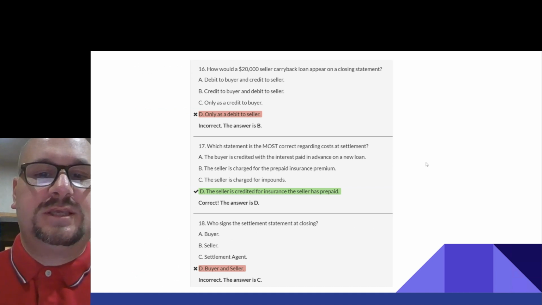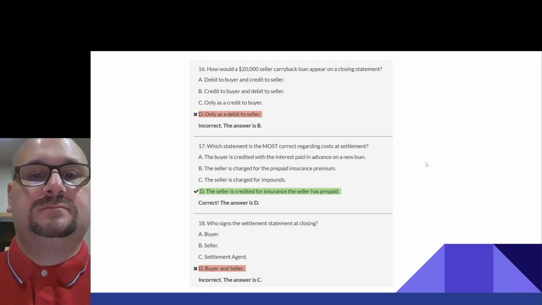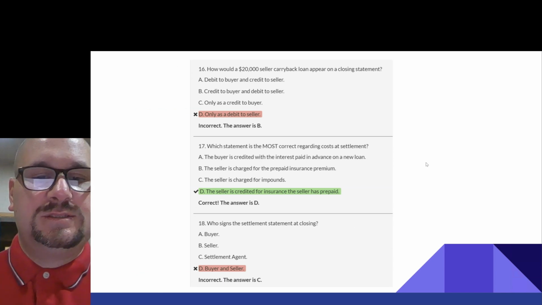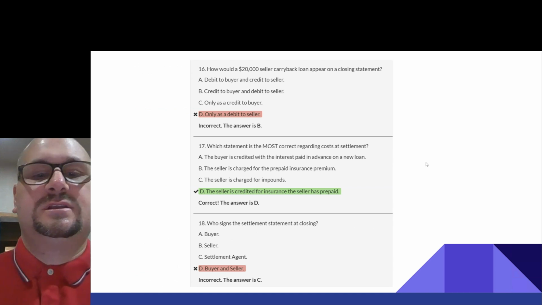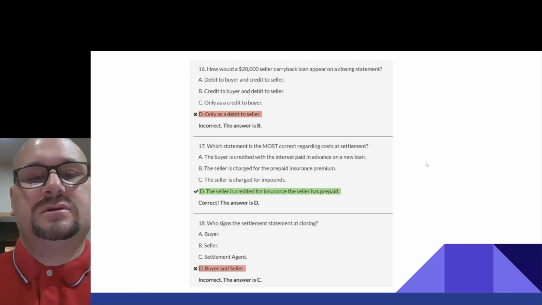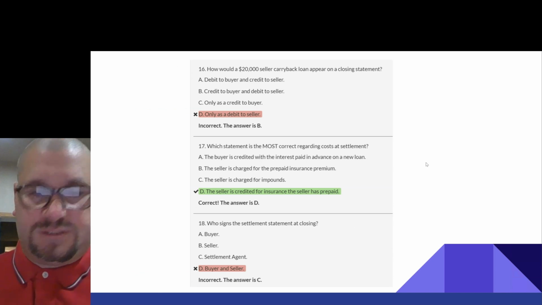Who signs the settlement statement at closing? This is the settlement agent, right? Settlement agent signs the settlement statement at closing. On a closing statement, how would a buyer's new loan be shown? This one's going to be alpha, credit to the buyer.